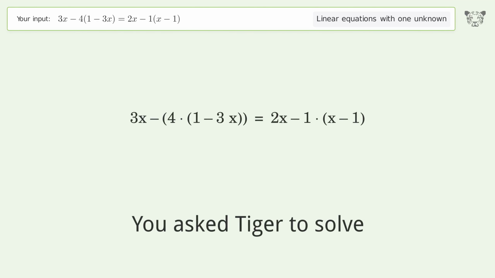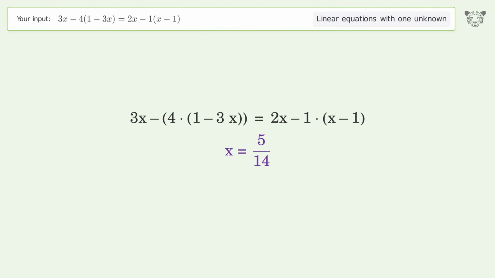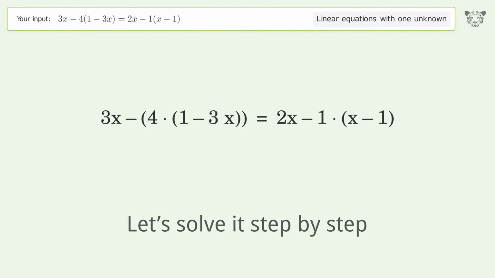You ask Tiger to solve this. It deals with linear equations with one unknown. The final result is x equals 5/14. Let's solve it step by step.